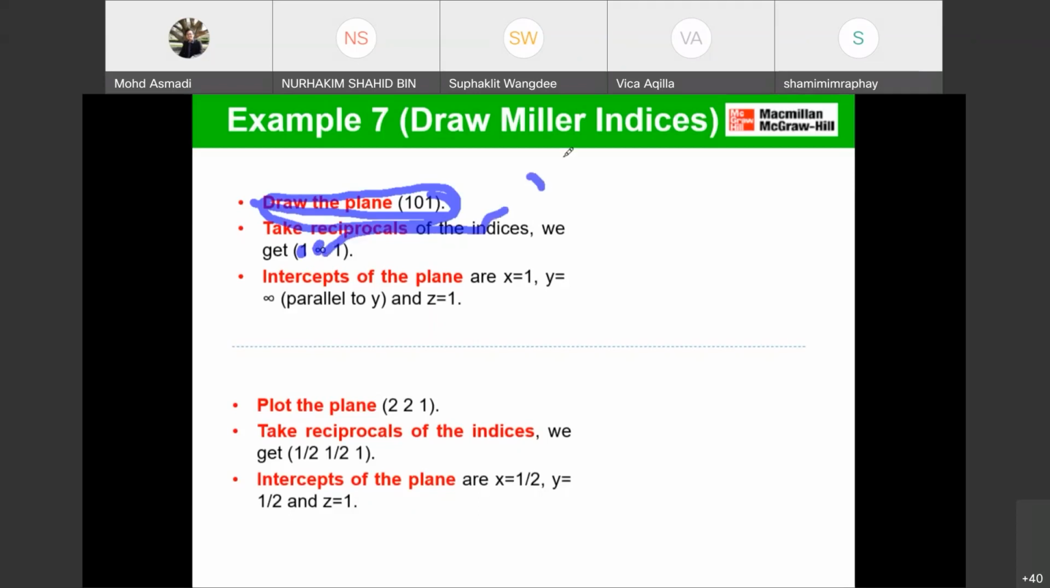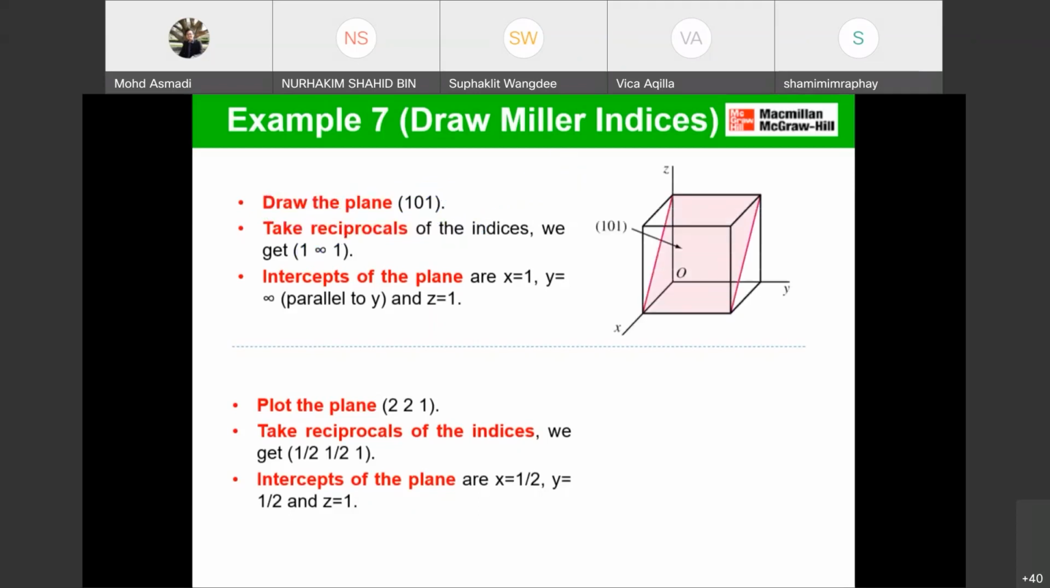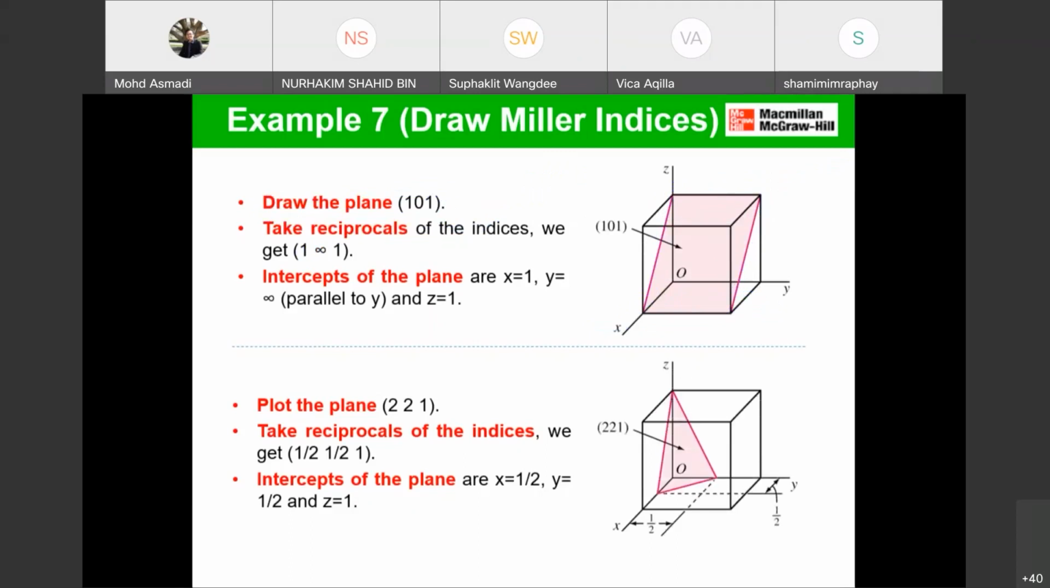Y is going to be infinity. If you look at here, this is infinity, right? Because if you mark here, first you mark z equal to 1, x equal to 1. But y is infinity towards this direction, parallel with the y-axis. Similarly for this one. So if you take the reciprocal, 1 divided by 1, 1, 1, and half, you mark here and then 1. So just connect all the points.